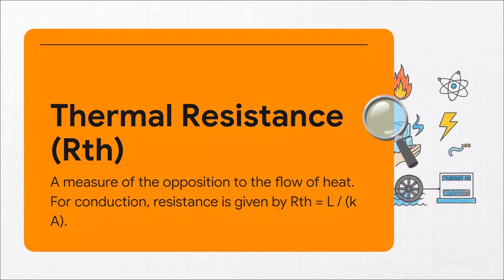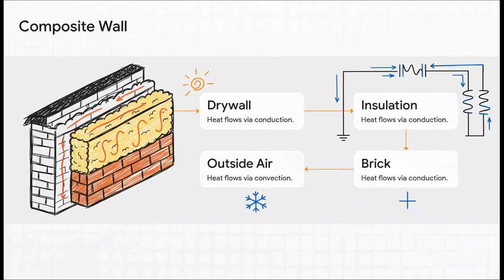Simple as that. And here's a perfect simple example. A standard wall in a house is just a bunch of resistors in series. Heat has to flow from the warm inside air, then through the drywall, then through the insulation, then through the brick, and finally to the colder outside air. Just like in a series circuit in electronics, we can just add up all those individual resistances to find the wall's total resistance and figure out how much heat we're losing.